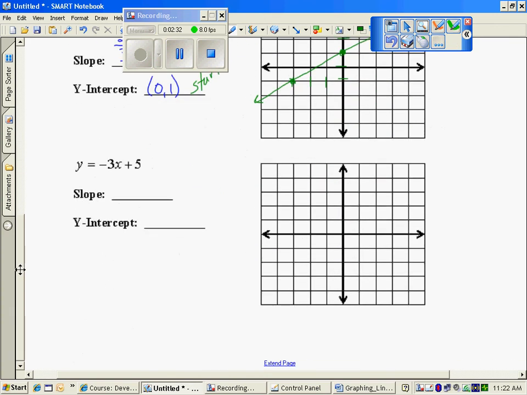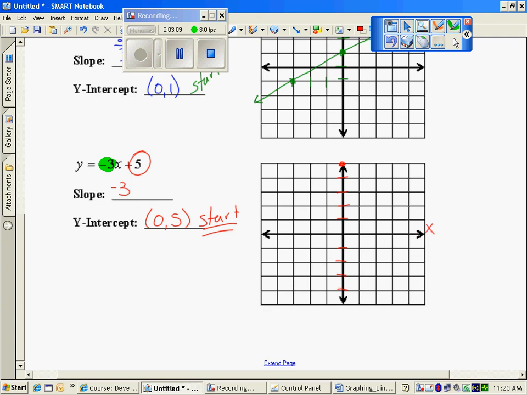Trying a second one. Again, you want to find out who is in front of x. That would be -3. And my y-intercept is +5. I need a place to start before I apply my slope. My start is at (0, 5). So I'm up at this location. Again, the y-axis is just a number line running vertically. The x-axis is a number line, and it runs horizontally.